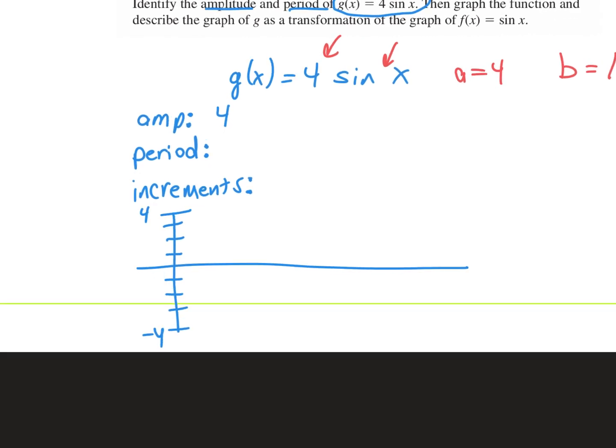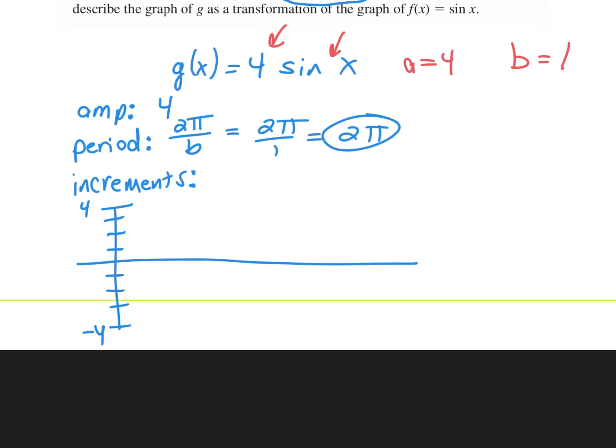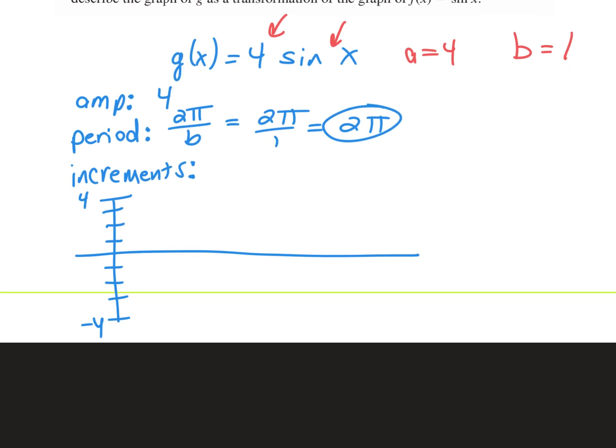Now the period. How do you find the time period? What did I tell you to do? The period is 2 pi. You always start off with one whole circle, and you divide it by the B value. So I say 2 pi divided by 1 equals what? 2 pi. So your period means the last tick mark on your graph is going to be 2 pi. So you're starting at 0, and you're going to 2 pi.